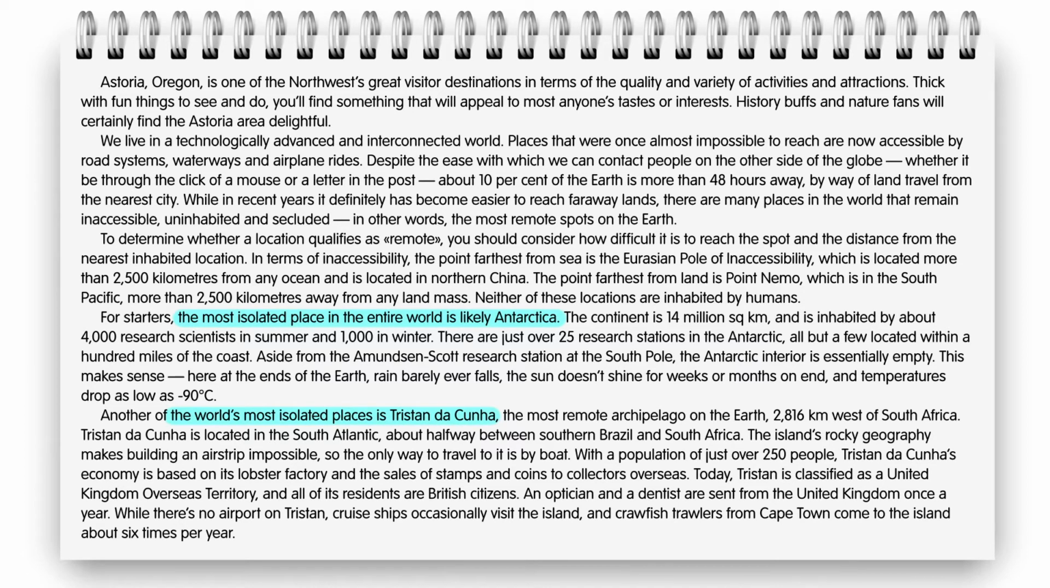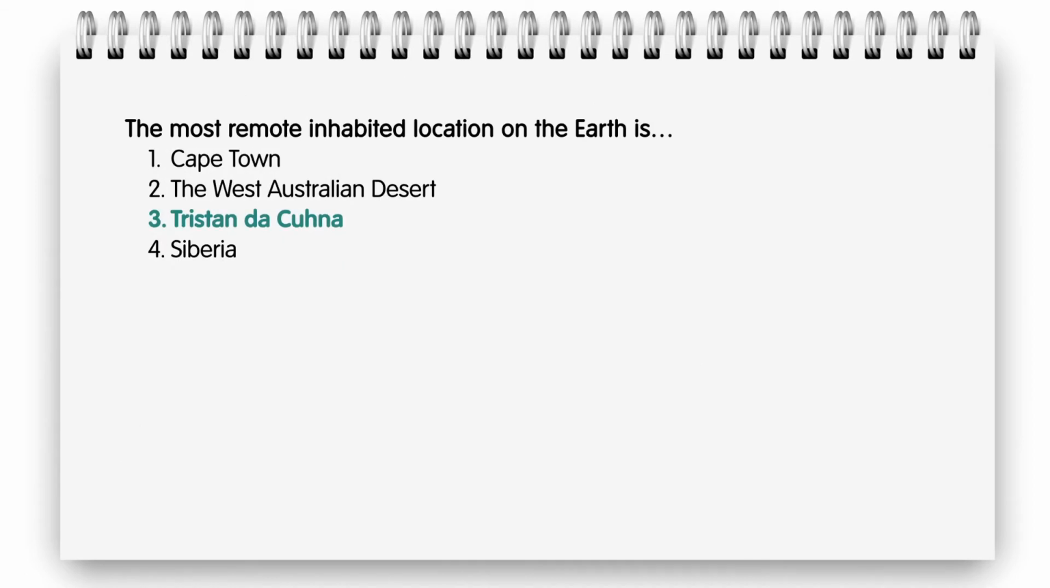Now, having scanned the text, we can draw the conclusion that two places are typically considered the most remote inhabited locations on Earth: Antarctica and Tristan da Cunha. However, in our answer options, we don't have Antarctica. So this means that the answer must be Tristan da Cunha. That's it. We scanned for our information, we found it, and we know that this must be true.